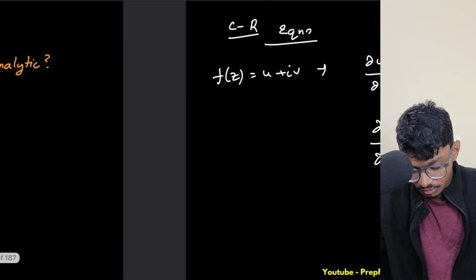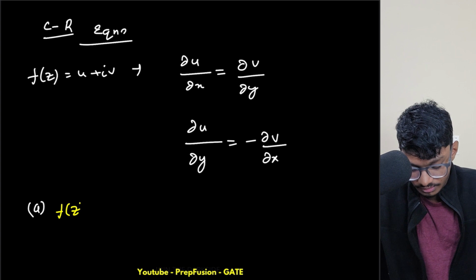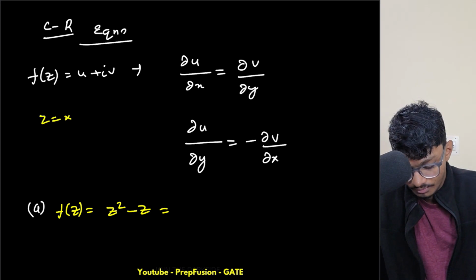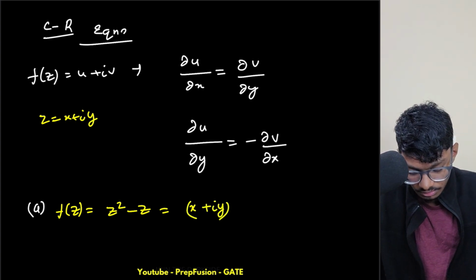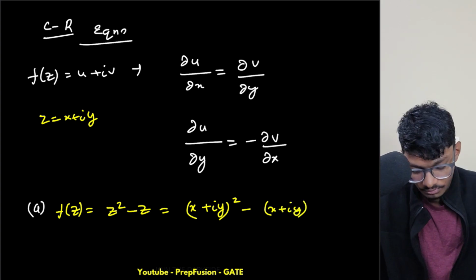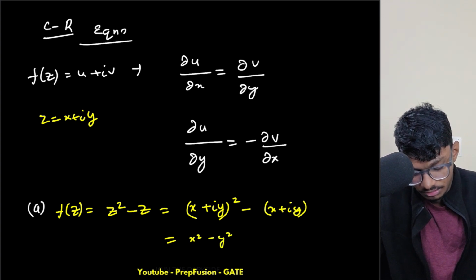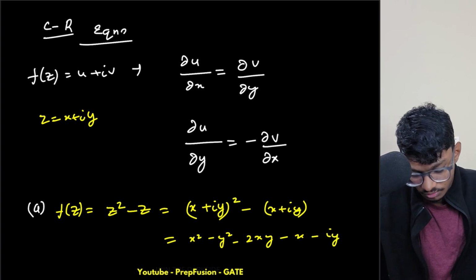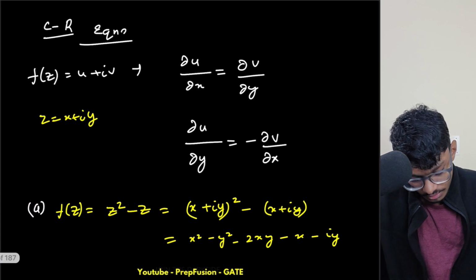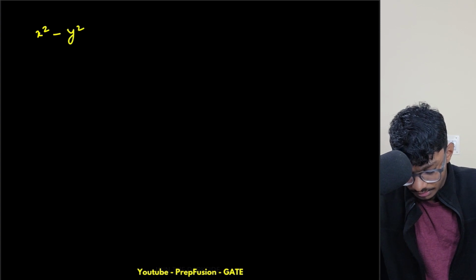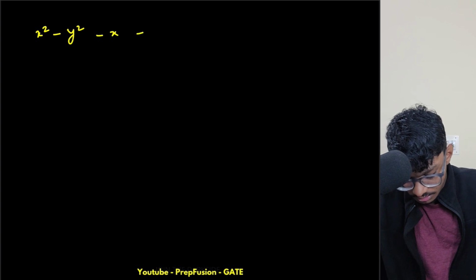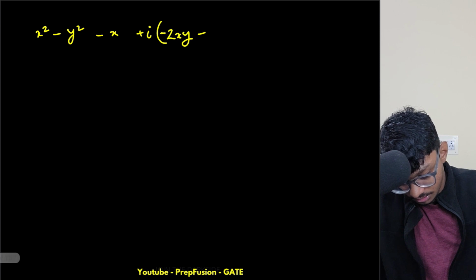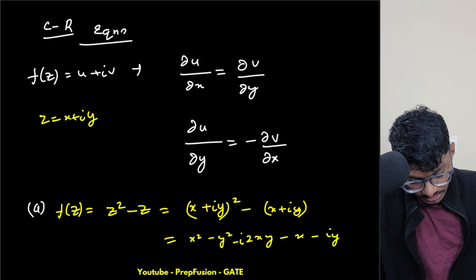So this one is easy. For the first one, f of z is given as z square minus z. This is a polynomial, so this will always be applicable, but still let's prove it. What is z? z equals x plus iy, so x plus iy whole square minus x plus iy. So this is x square minus y square plus i 2xy minus x minus iy. So we already know that property, but still I am doing it.